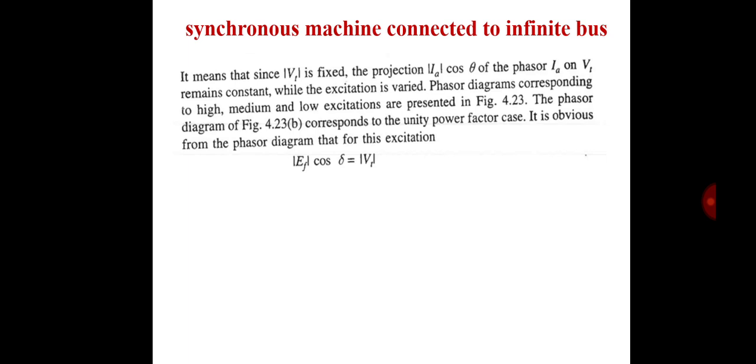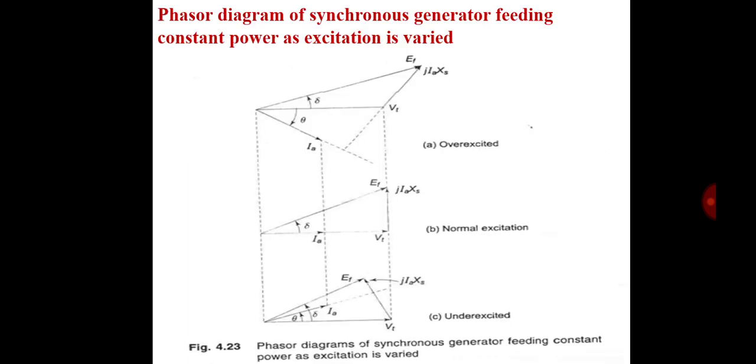The phasor diagrams corresponding to high, medium and low excitation are represented in the figure, with the unity power factor case. This is the phasor diagram of a synchronous generator feeding constant power as excitation is varied. In the first diagram we see under excitation, here is normal excitation, and here is over excitation. Now in under excitation, Vt is the reference, and Ia.